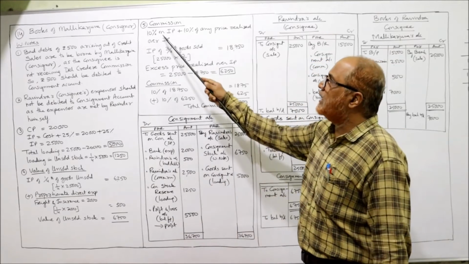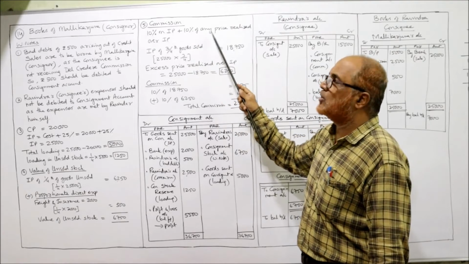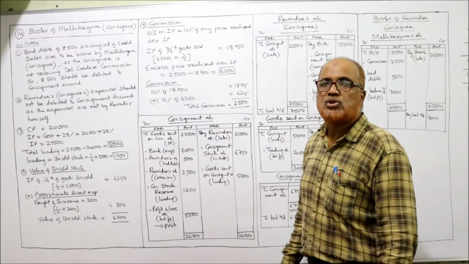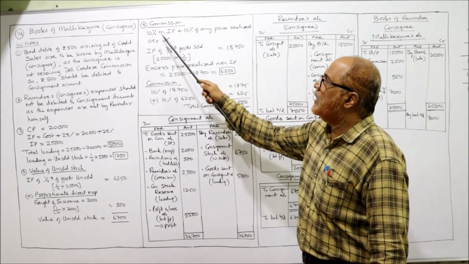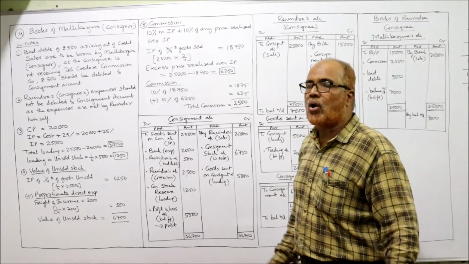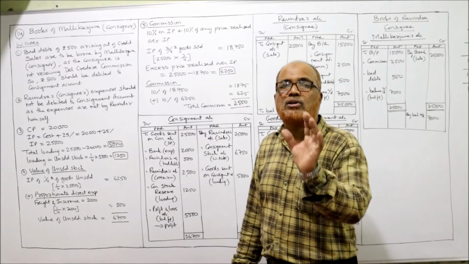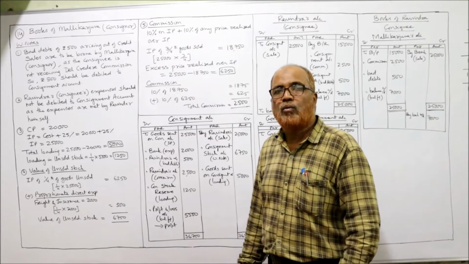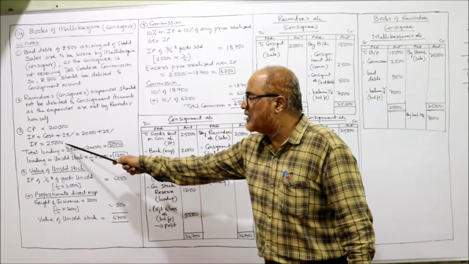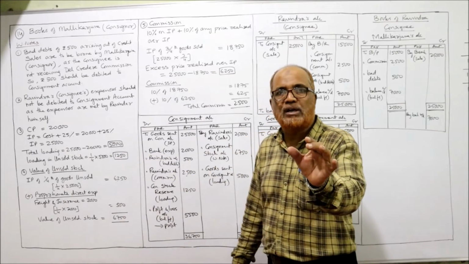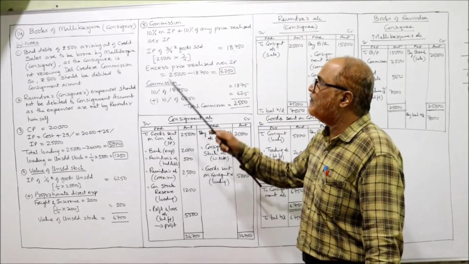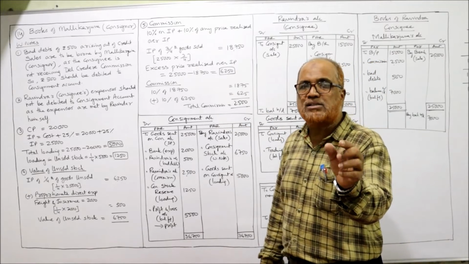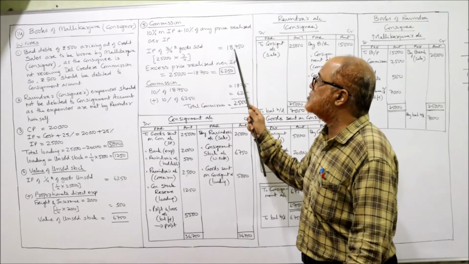Now commission. It is given in the problem 10% on invoice price plus 10% on any price realized over and above invoice price. So we have to calculate. So first of all, invoice price of 3/4 of the goods sold. All the goods are not sold. 3/4 of the goods are sold. So what is the invoice price of 3/4 goods? What is the total invoice price? 25,000. We want 3/4. So 3/4 of 25,000 comes to 18,750. The invoice price of goods sold is 18,750.